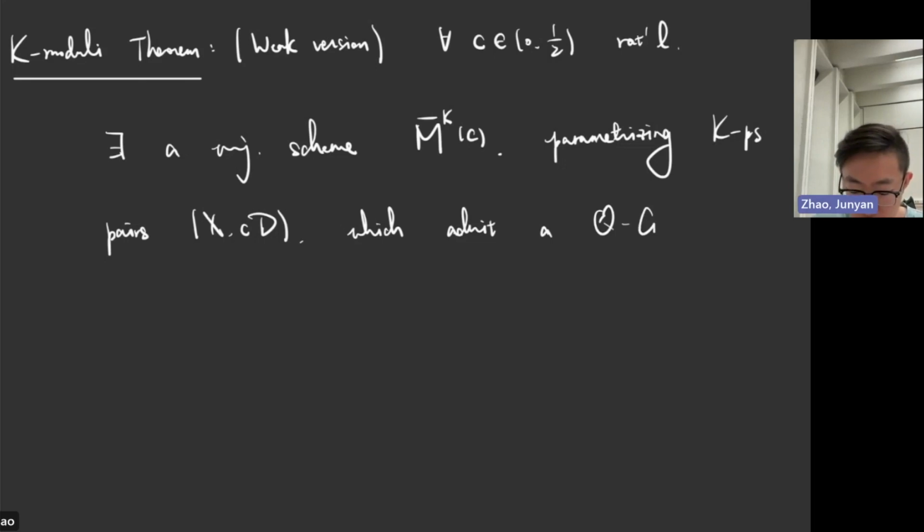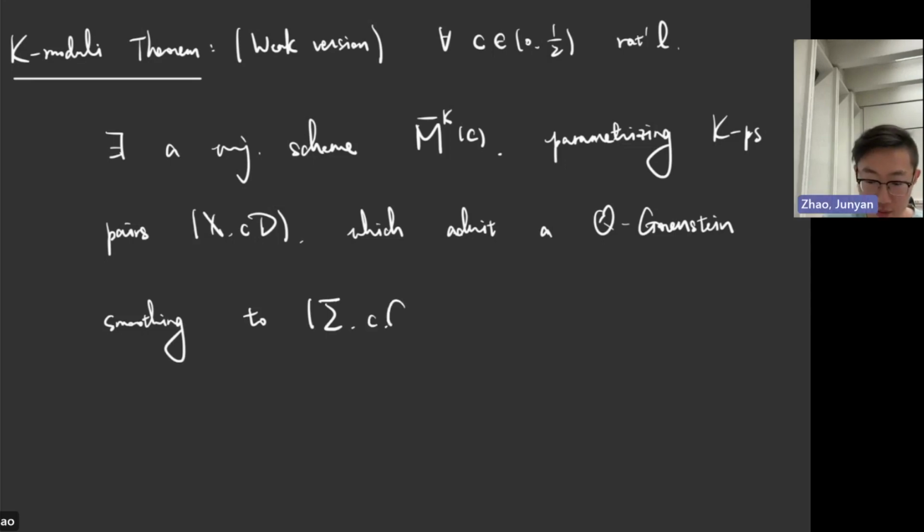A Q-Gorenstein smoothing to the pair we want to consider, where the surface is the unique quintic del Pezzo surface, and this boundary divisor lies in the double anticanonical, which is smooth.